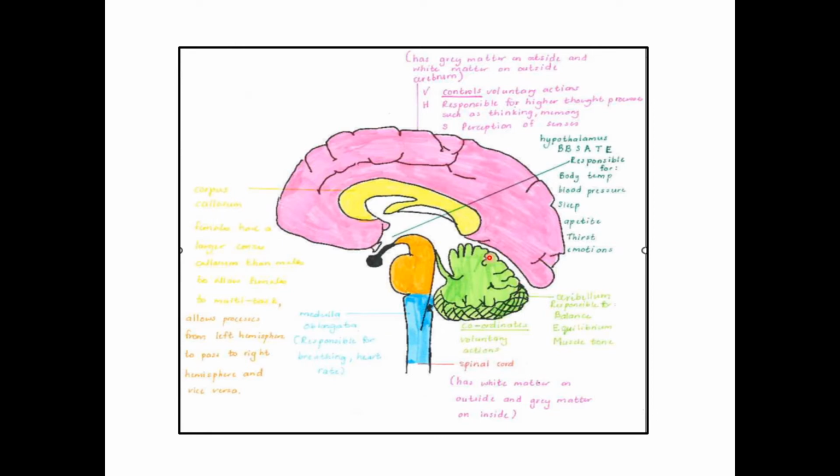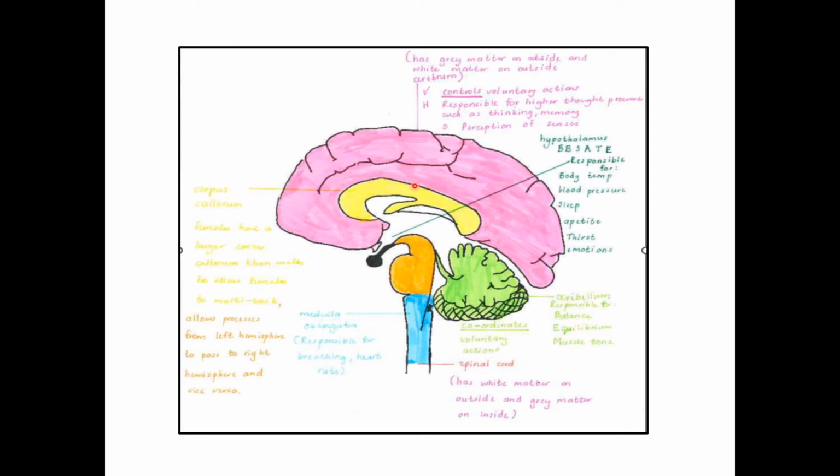The green, that's the cerebellum. The cerebellum, I teach the mnemonic as BEM. The cerebellum is responsible for B, balance, E, equilibrium, and M, muscle tone. Now, the cerebrum controls voluntary actions while the cerebellum coordinates voluntary actions. In yellow, that's the corpus callosum.